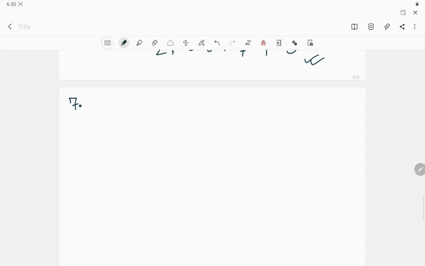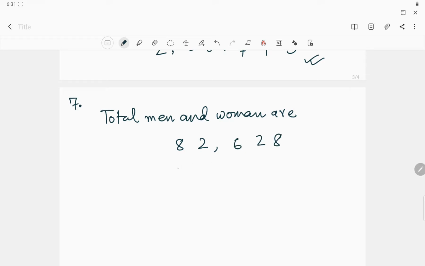Question number 7 says the population of a town is 3,27,008. If the number of men and women are 82,628 and 81,307 respectively, find out the number of children in the town. So first of all you have to do addition, that is you have to find out the total men and women. So write down the figure and simply add them, right?